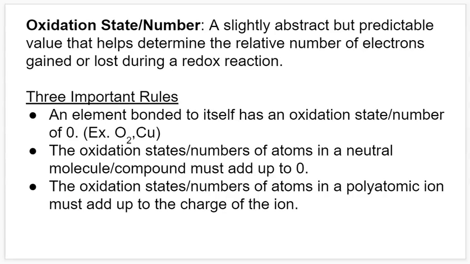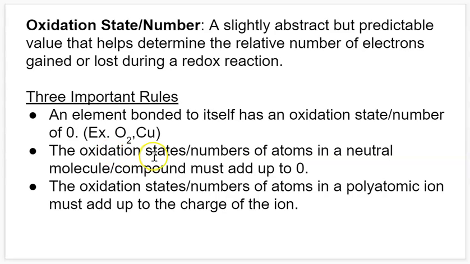Any element that's bonded to itself is always going to have an oxidation state of 0. So any pure diatomic molecules, O2, H2, N2, Cl2, Br2, I2, F2, etc., are always going to have an oxidation state of 0. And metals like copper, zinc, iron, as long as they're in their pure metallic state, have an oxidation state of 0 because they're bonded to themselves. There's not going to be any electron asymmetry. Everything is balanced. Everything has the right number of electrons.